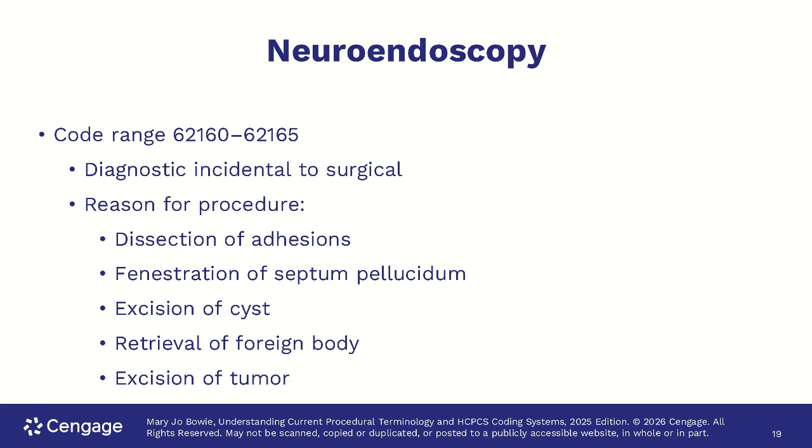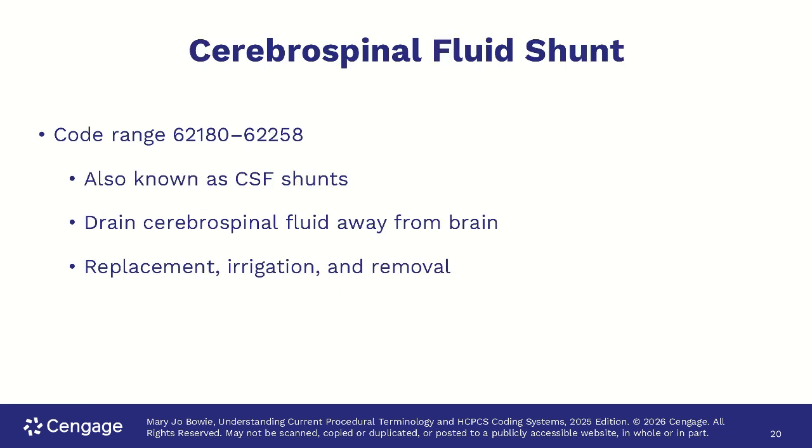neuroendoscopy. Endoscopy means to do what? Look within. And guess what? If you have a diagnostic and a surgical, the diagnostic is included in the surgical. These codes are differentiated based upon the reason for the neuroendoscopy, and it may include things like dissection of adhesions, fenestration of the septum pellucidum. I can't remember how to say that. Excision of a cyst, or excision of a tumor.